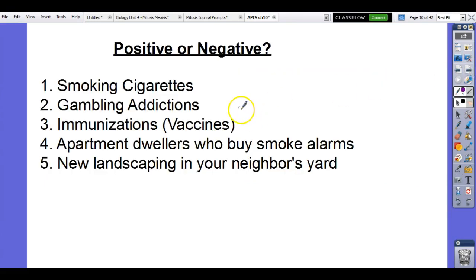So take a second and see if you can come up with whether or not these are positive or negative. And then after you come up with whether they're positive or negative, see if you can explain or write down why.